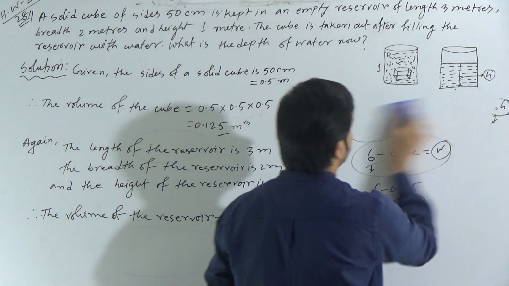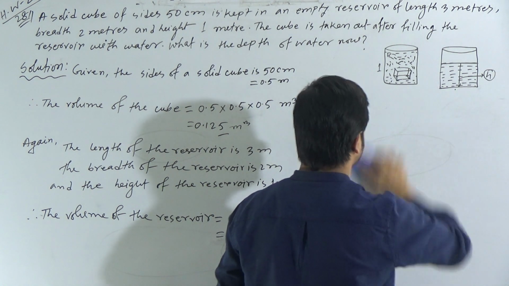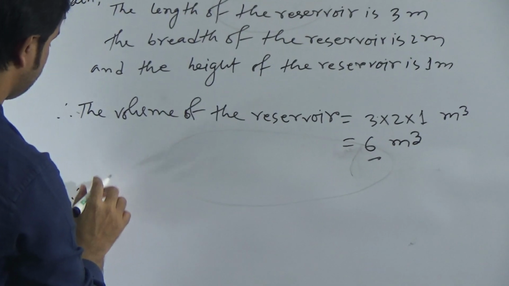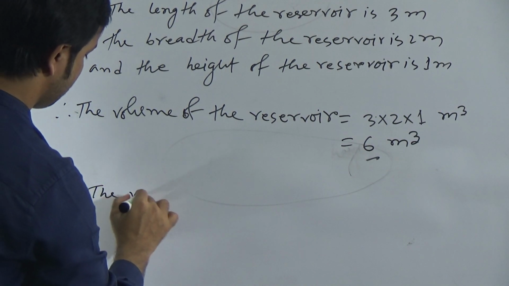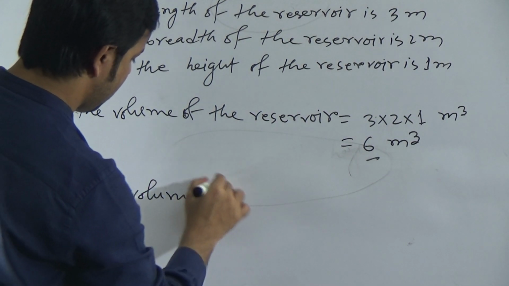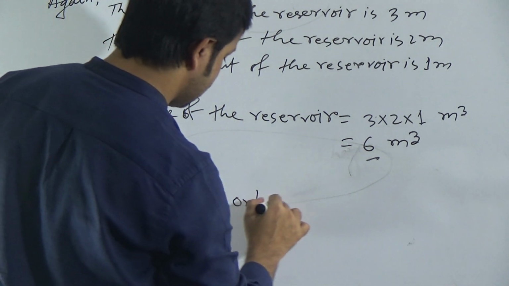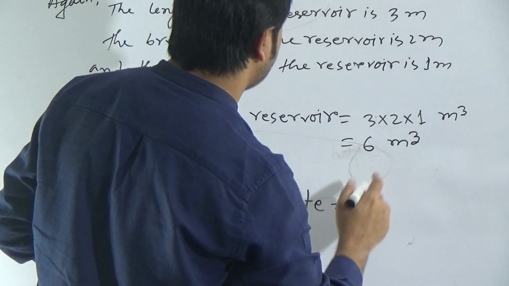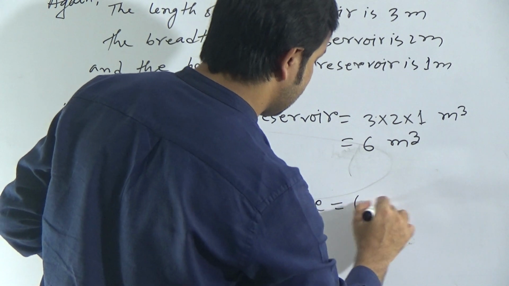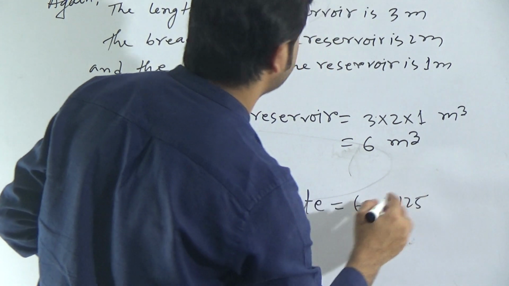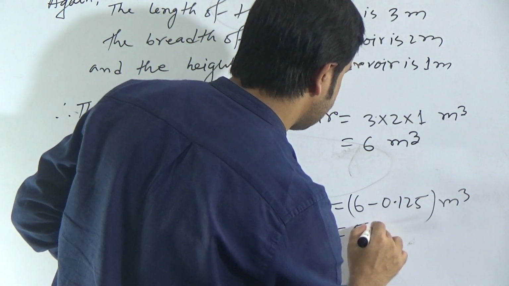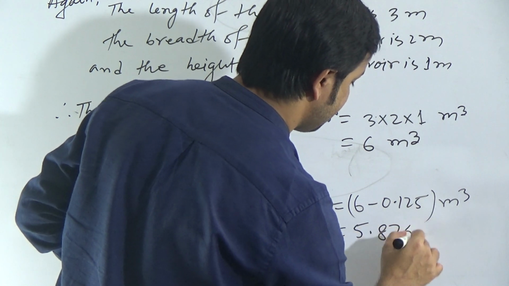So we can write now, therefore the volume of only water, that will be, we have to subtract the volume of the cube from the total volume. 0.125 m cube. It means that if we subtract we will get 5.875 m cube.